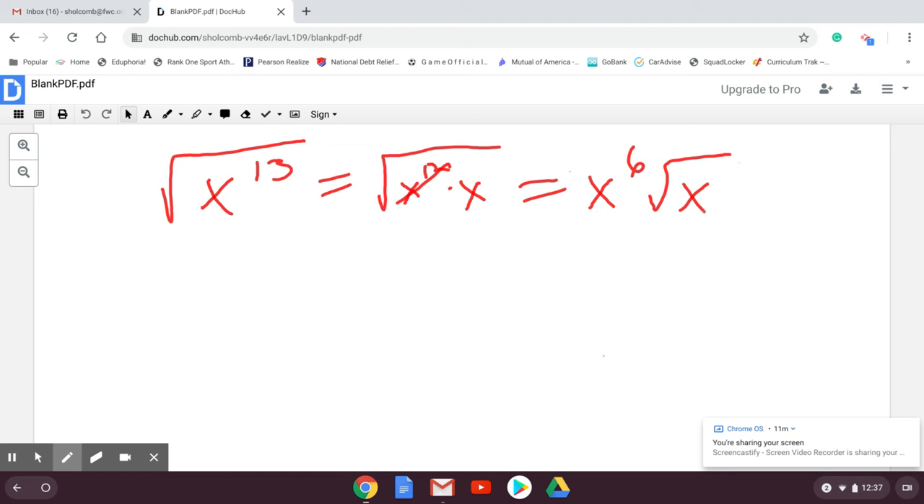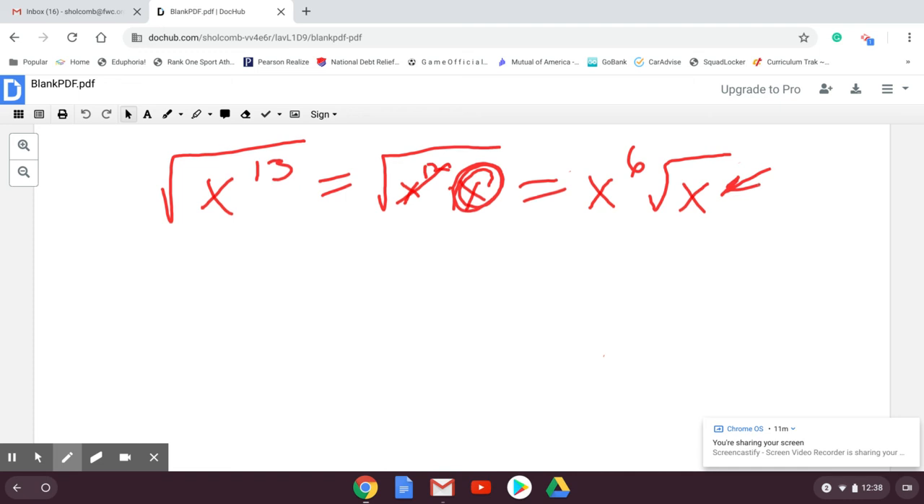Kind of a shortcut of this is divide 13 by 2. 13 divided by 2 is 6.5. The 6 means 6 full x's come outside as a perfect square and become x to the 6th. But the 0.5 means there's an extra x right here that I can't do anything about, and so it has to stay in the radical right there.